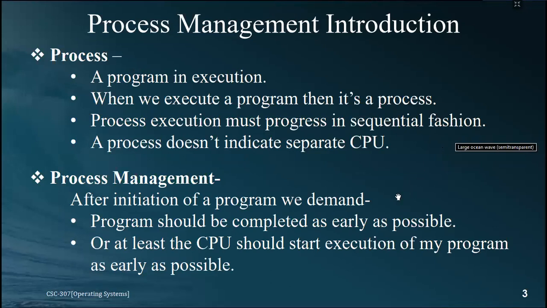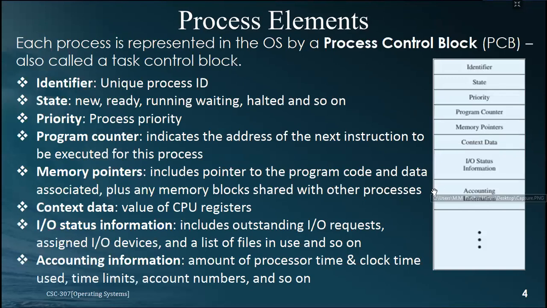Then we have seen what process management is, the basic idea. And we have seen what a PCB, process control block, is, and what the elements of a PCB are. A process has a unique identifier, different states, priority, program counter, memory pointers, context data, IO status information, accounting information, and so on.